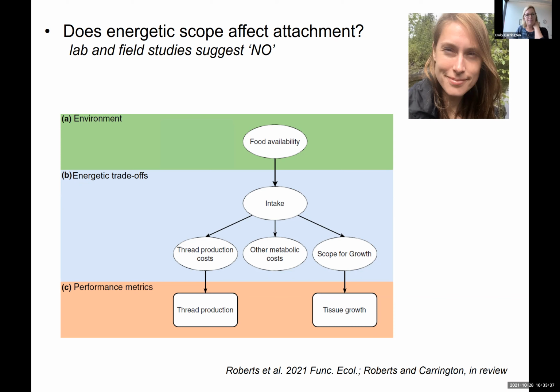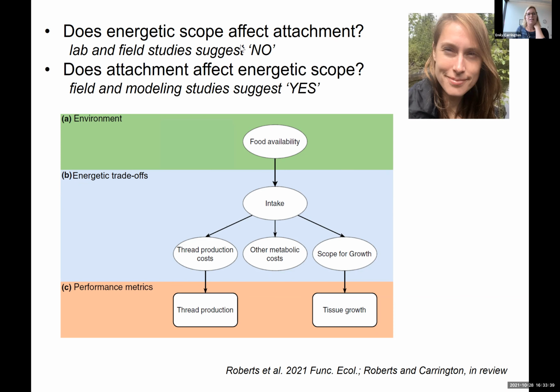So then the flip side of that question is, now that we know they are going to go ahead and produce their attachment, does that actually affect their energetic scope? What I'm going to walk you through now are some field and modeling studies that suggest, yes, that mussels do produce these byssal threads. They're actually quite expensive, and it does come at a cost in terms of limiting their energetic scope, and we think limiting their growth.